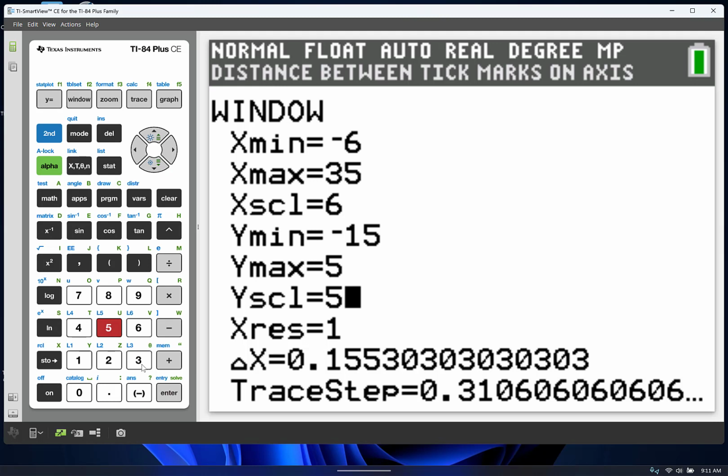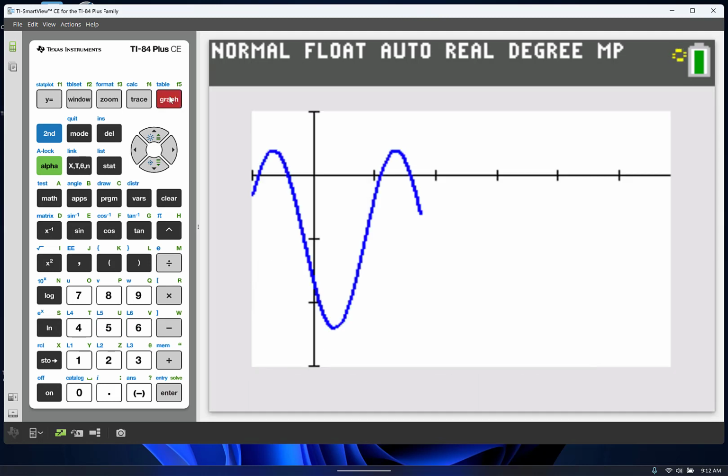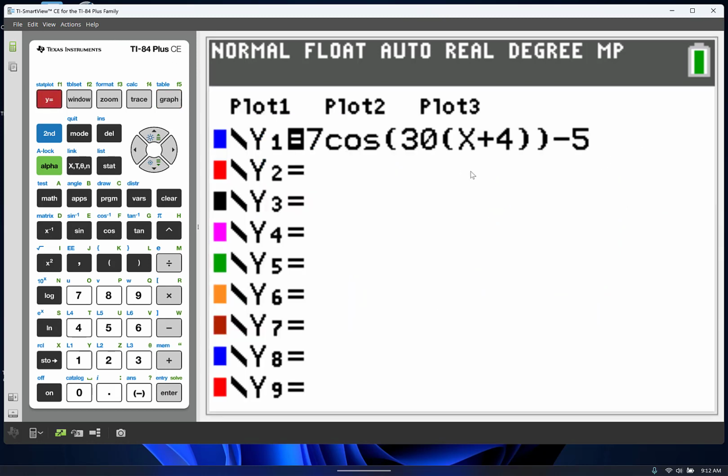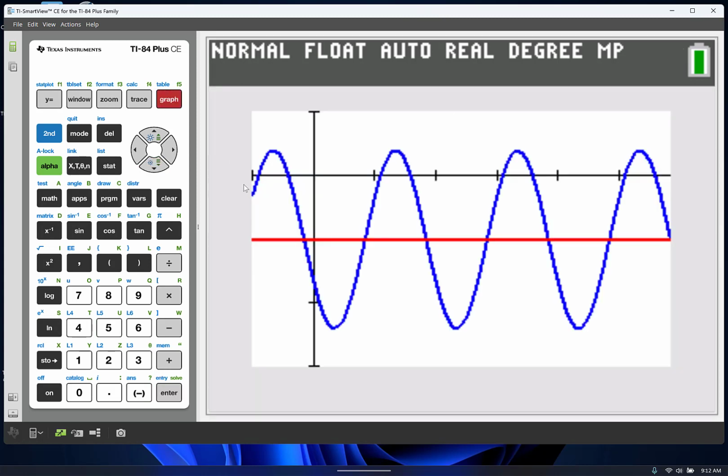Okay, there's my window. Does your window look like this? Don't worry about X resolution and delta X. Your delta X might be different than mine. That's fine. But leave the X res as 1. All right, here we go. Push graph. Mine's way faster than yours. If you want to see the midline, see, there it is. If you want to see the midline, I go back to Y equals. It was -5, so I go to Y2, and I put -5, enter, and I push graph again, and there it is.